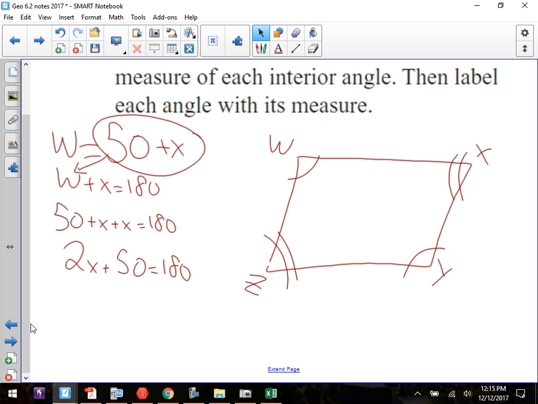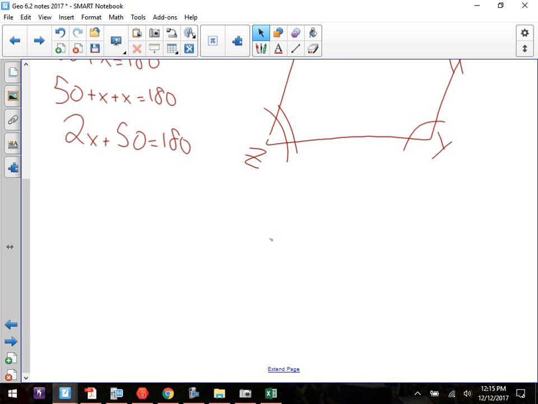Now you're back to a very quick two-step equation. What do you do first? Subtract the 50, good. And then what? Yes, Gary. X plus X.